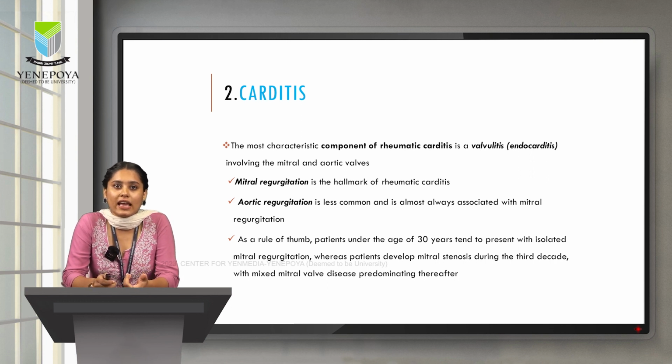So you can see that there can be a mitral regurgitation, which is a hallmark of rheumatic carditis. Aortic regurgitation is less commonly seen because that valve is less affected, but if it is present, then usually it is associated with mitral regurgitation.